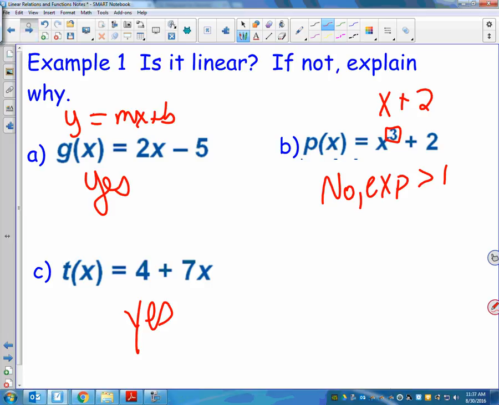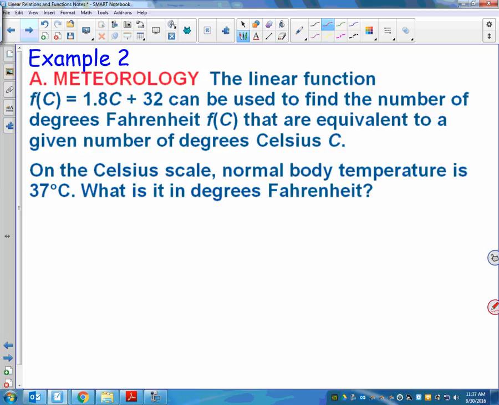All right, I have a little story problem here, and that's also the next question on Socrative. You can go ahead and do that if you're ready. It says the linear function f of c equals 1.8c plus 32 can be used to find the degrees Fahrenheit that are equivalent to the number of degrees Celsius. That's linear; it meets those requirements. On the Celsius scale, the normal body temperature is 37 degrees Celsius. What is it in degrees Fahrenheit? Think about what you would plug in. You need a calculator; you can Google it, or you can get one up here. Think about how you would evaluate that problem.